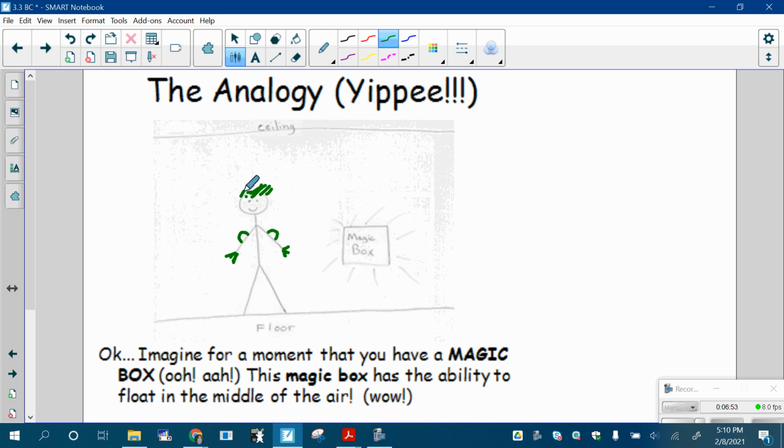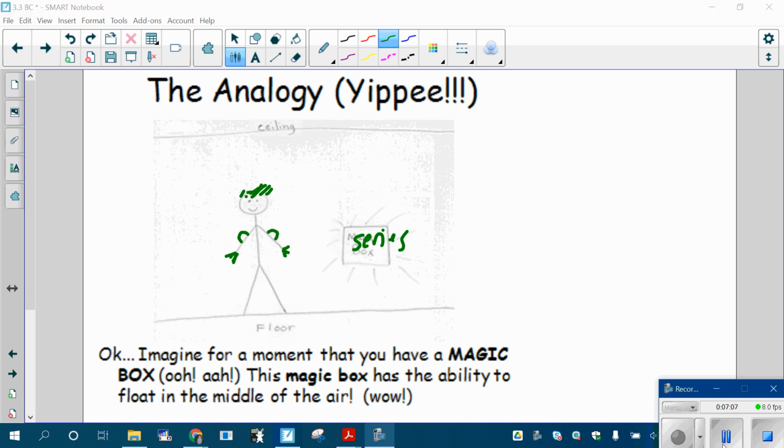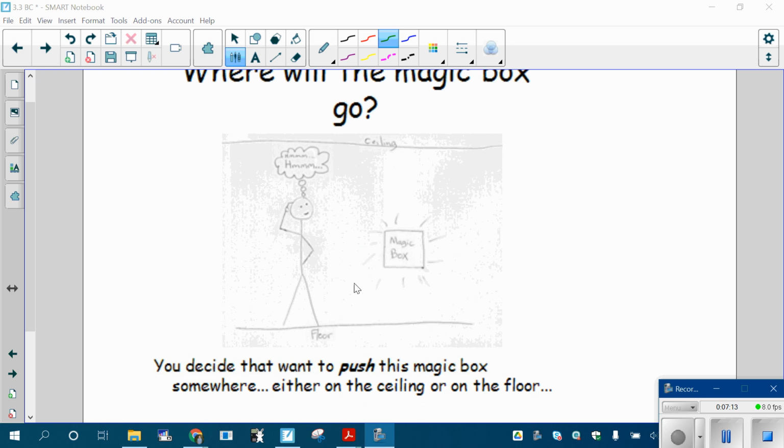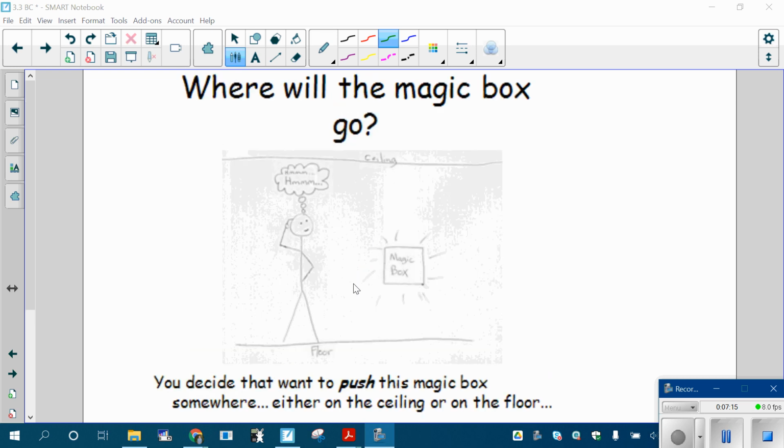Okay, so let's pretend like the box is the series that you're trying to determine something about. Okay, so this is the series that you don't know whether it converges or diverges. We're going to think about it as a magic box. You with me? And I want you to think about moving that box, either to the ceiling or to the floor, and think about how you do that.